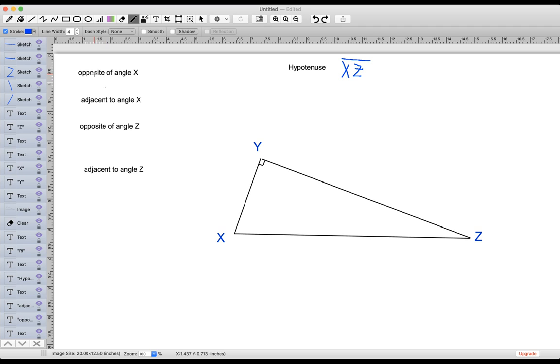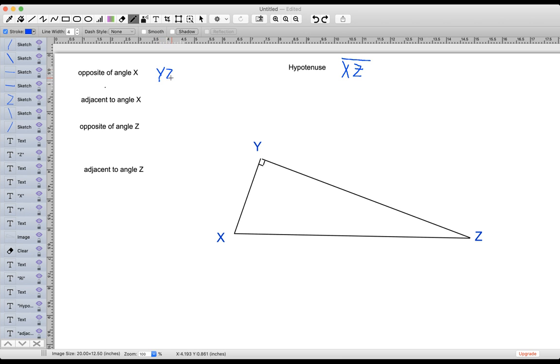Now I'm going to come over here and say, what's the opposite of angle X? Now again, we're always going to find the opposite and adjacent of the two acute angles, never the right angle, at least not yet, not today. But we're going to find the opposite side of X. X is an acute angle. Well, the opposite side of X, again, is the side that is formed by the two vertices that are not X. So I go to Y and Z, it's this side here. So the opposite side of X is the side YZ.